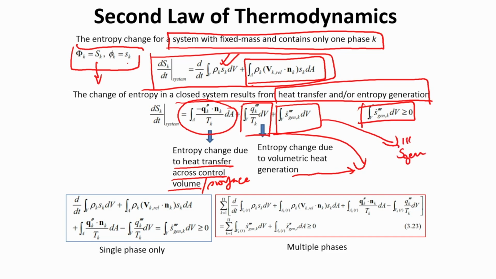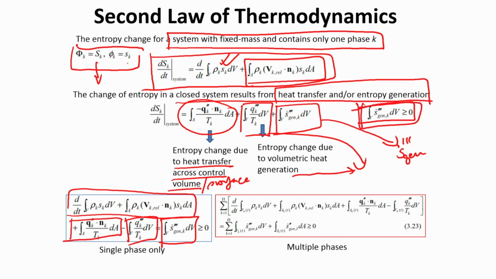Now, for a single phase, if we put all these parameters together, you will once again have a convective term. There is the entropy change that happens due to the heat transfer across the control surface, the entropy that is generated due to volumetric heat generation, and this expresses the extent of the irreversibility. So, there is an entropy generation in the control volume. So, this entire thing is greater than 0, because the generation term is actually greater than 0.